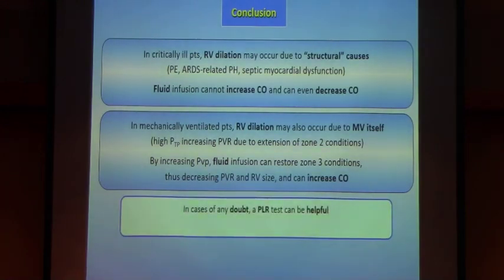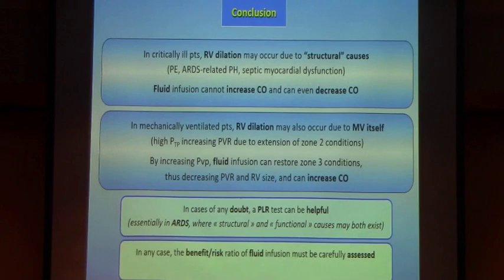In case of any doubt, a PLR test can be helpful, essentially in ARDS, where structural causes and functional causes may both exist. So, if you have no certainty, you can perform PLR and look at the change in cardiac output. In any case, the benefit-risk ratio of fluid infusion must be carefully assessed, and especially in ARDS, where the capillary permeability is altered. So fluid can be dangerous also for the lungs. So we have to think before giving fluid or before giving any treatment. Think before, it is better than think after.